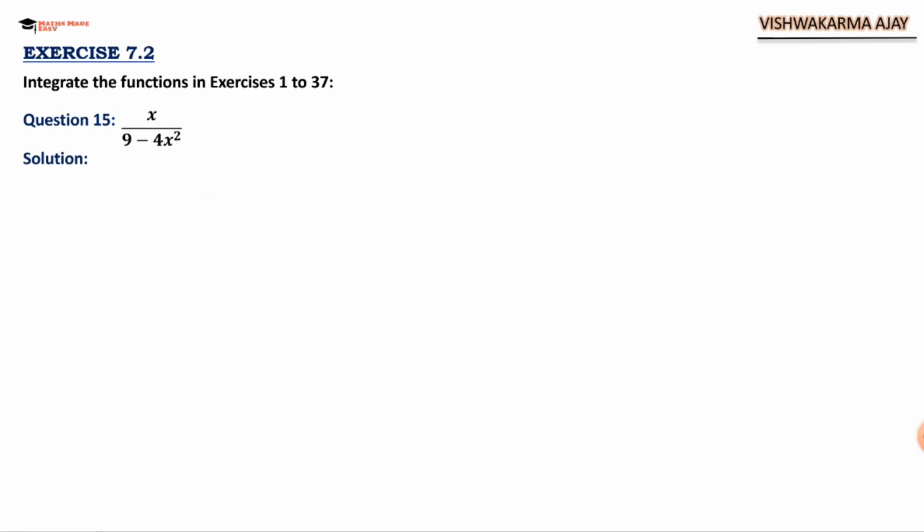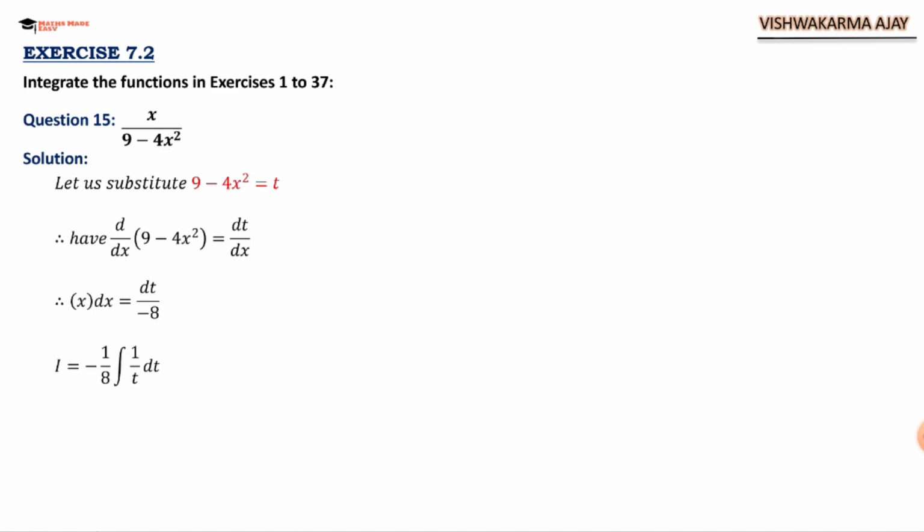x upon 9 minus 4x square. Same. I want to leave this for you all, but I will solve it very quickly. Let's take this as t. So when you take the derivative of this, you will get minus 8x. So this x and dx is already sorted. Let's see how. I is equal to minus 1 upon 8 integral of 1 upon t dt. The integral of 1 upon x is log x, so the integral of 1 upon t is log of t. Later we will substitute the value of t. That is it.